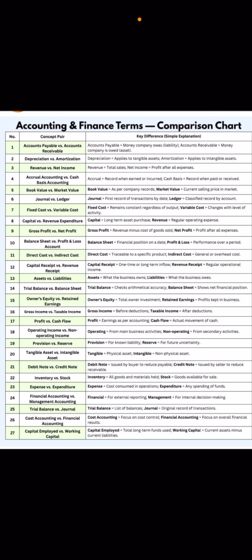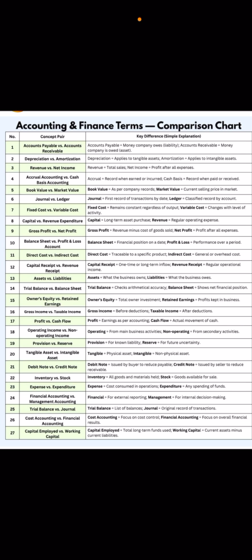Next point, financial accounting versus management accounting. We prepare financial accounting for external people, investors, government, etc. For external reporting, we use financial accounting. Management accounting is for internal decision making.